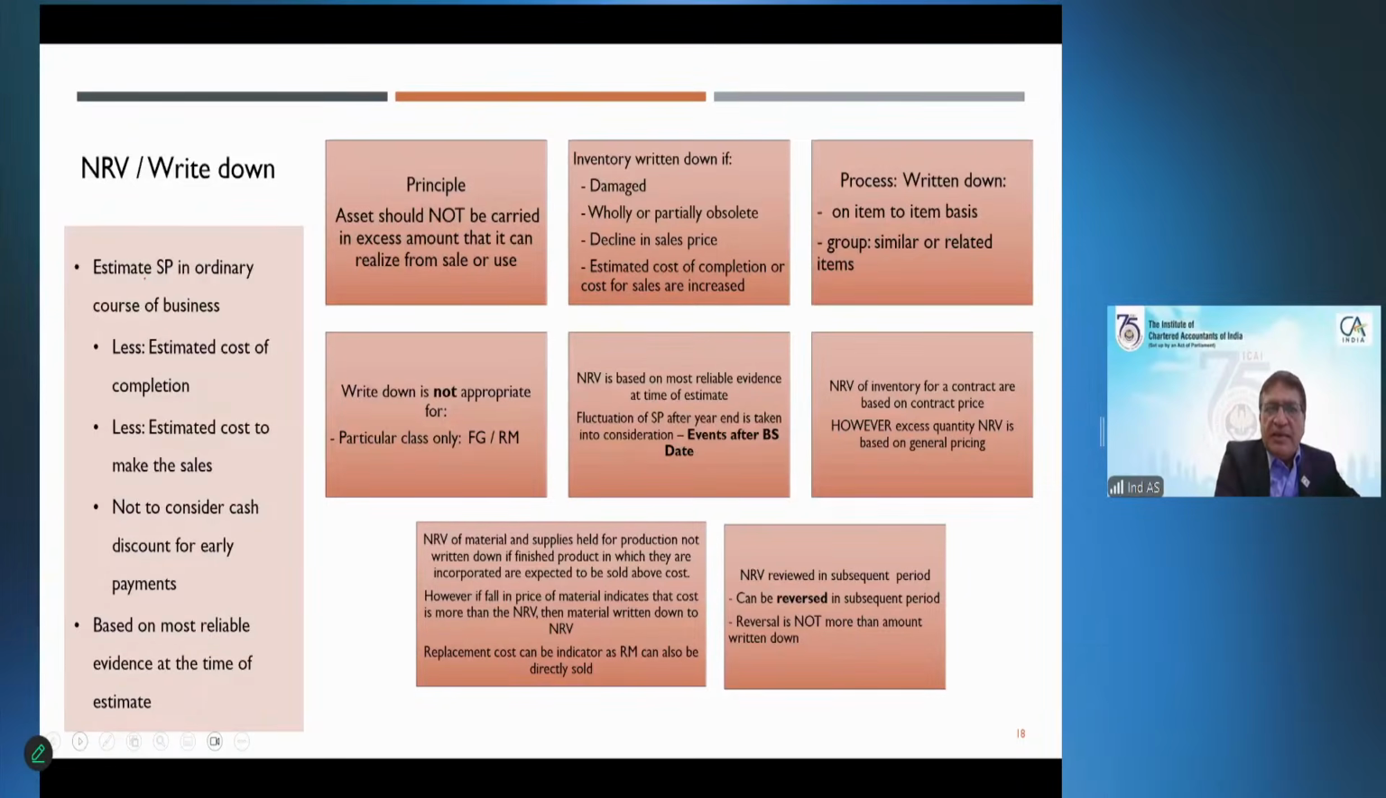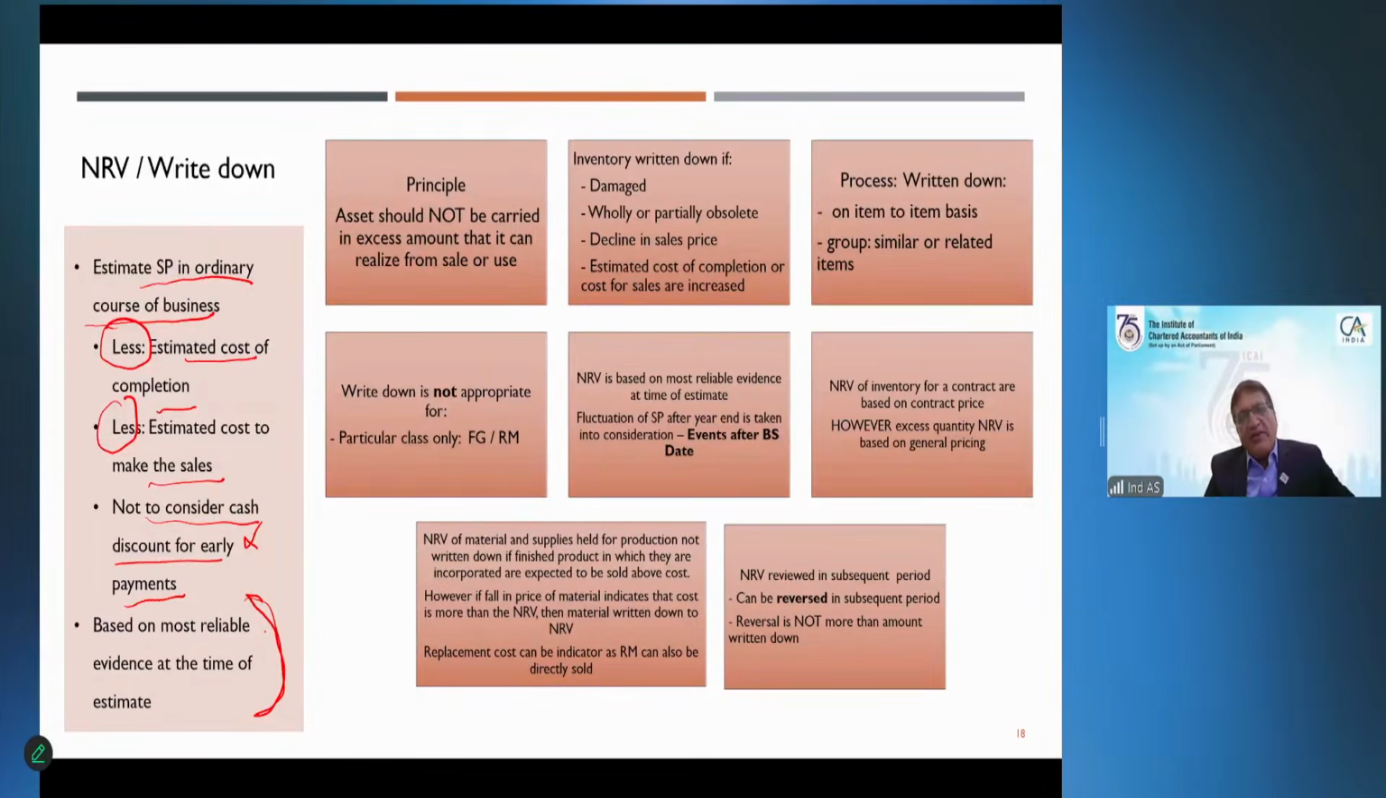It is the estimated selling price in the ordinary course of business. In this, we reduce two things: estimated cost of completion and estimated cost of sale. Do not consider the cash discount for early payment. We don't have to consider the cash discount. It is based on the most reliable evidence at the time of estimate. So NRV testing you will not be doing on 31st March. It would be sometime later, when you are actually calculating or closing your books of account.